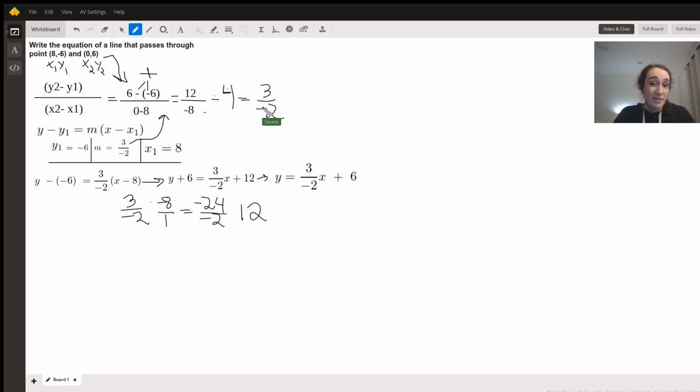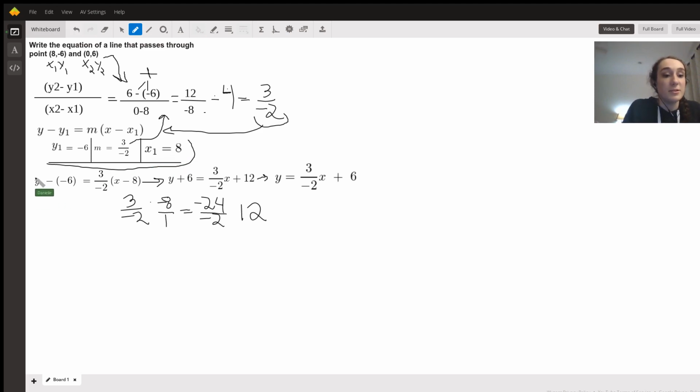Now, that is my slope. And that is going to go into the point-slope form, which is y minus y1 equals our slope, which is shown by m, times x minus x1. So now I look at it: I have y1 equals negative 6, because I want all my components to be organized. Then I have my slope, which is 3 over negative 2, and then my x1, which is 8.